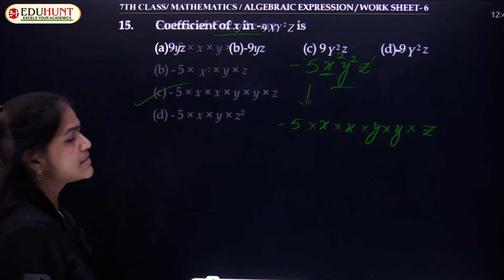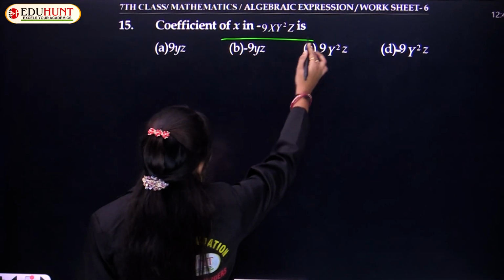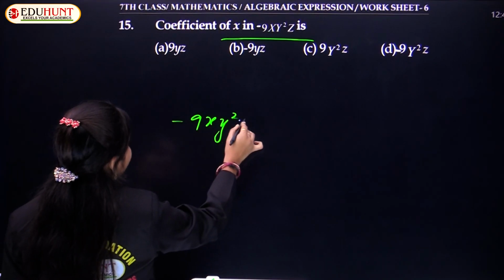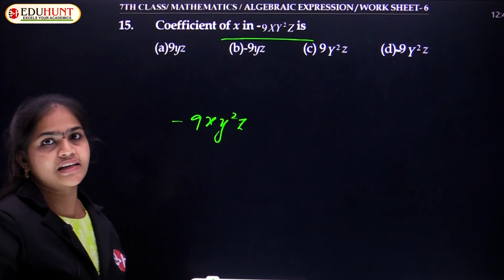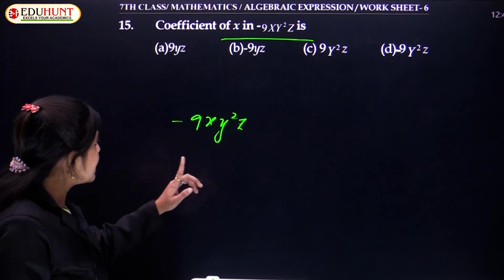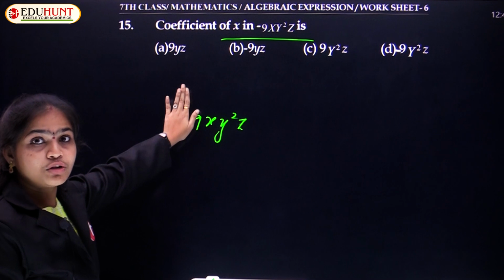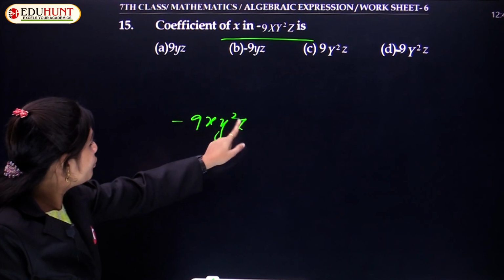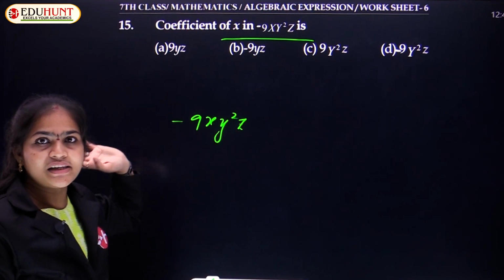Yes, the 15th one says coefficient of x in minus 9xy square z. Coefficient of which letter they are asking, which numerical value they are asking, first we have to observe that. For example, if they ask what is the coefficient of minus 9, except that minus 9, the leftover variables are the coefficients of that given term.